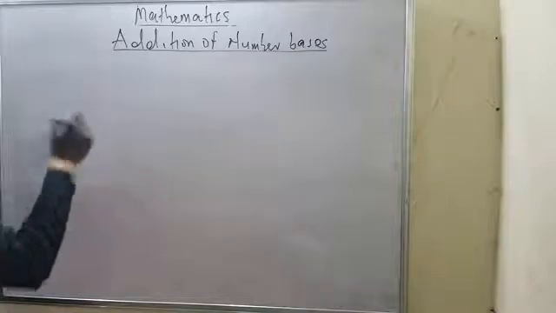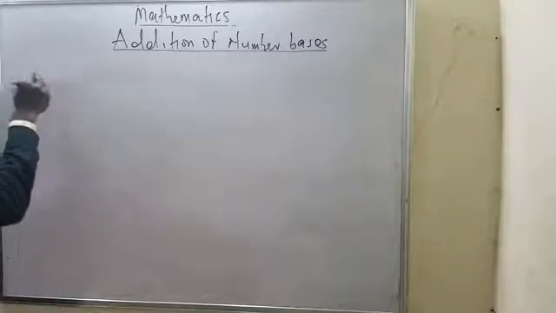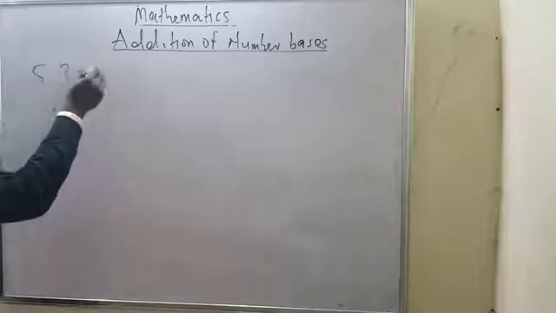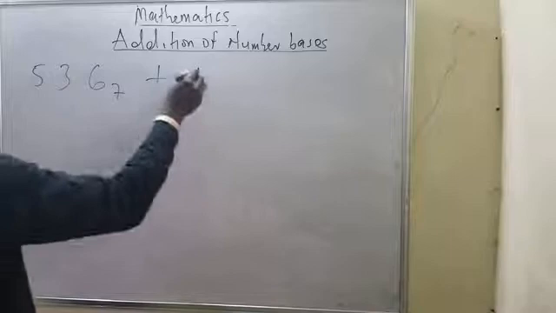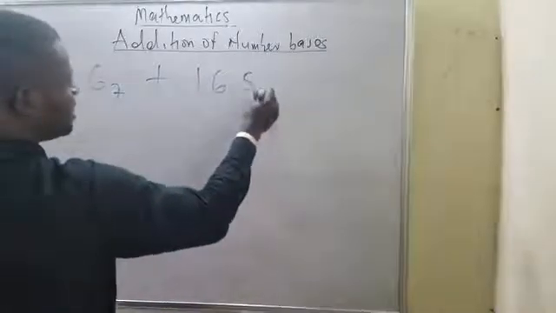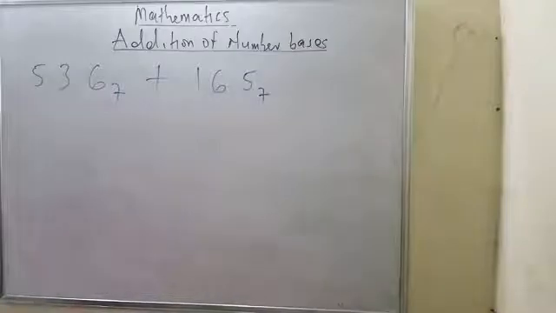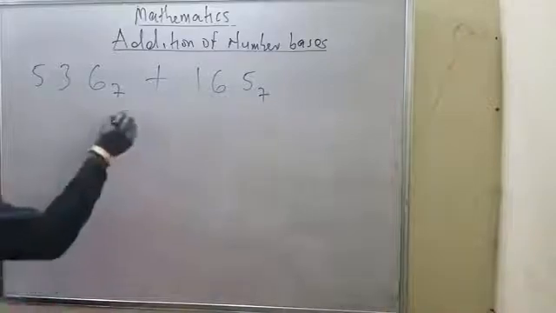Now, I have this number: 5, 3, 6 in base 7 plus 1, 6, 5 in base 7. I want to add this up. I wish you can try this. Try it. Let's see together. Oh, that's good. How far have you gone? Okay, let's do it together for the solution.